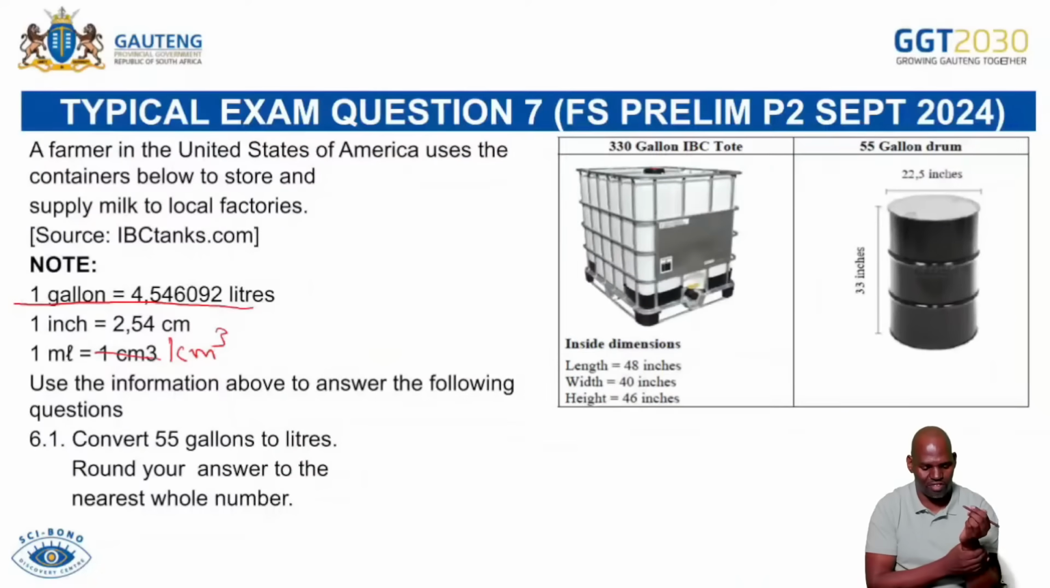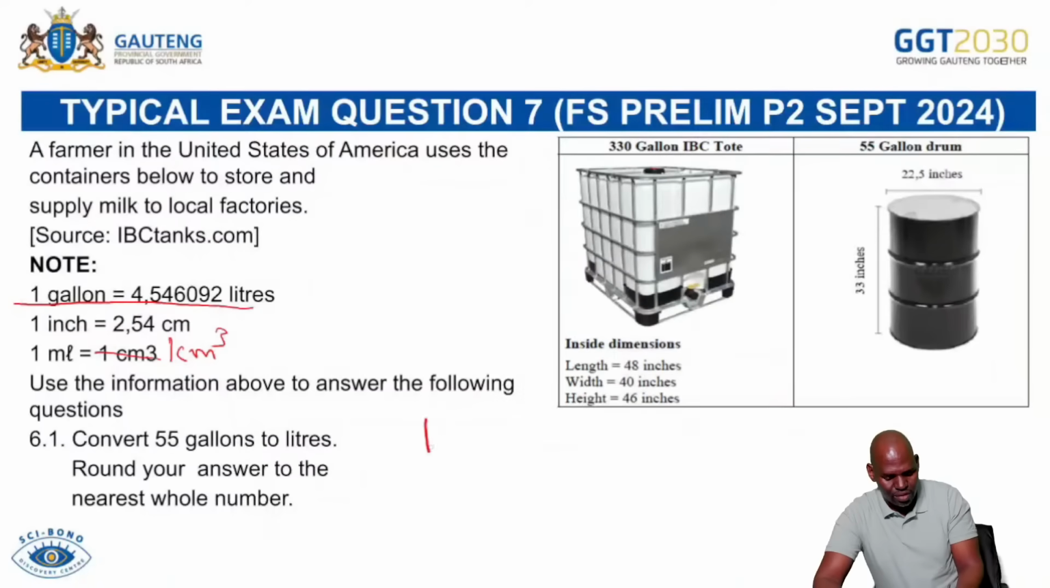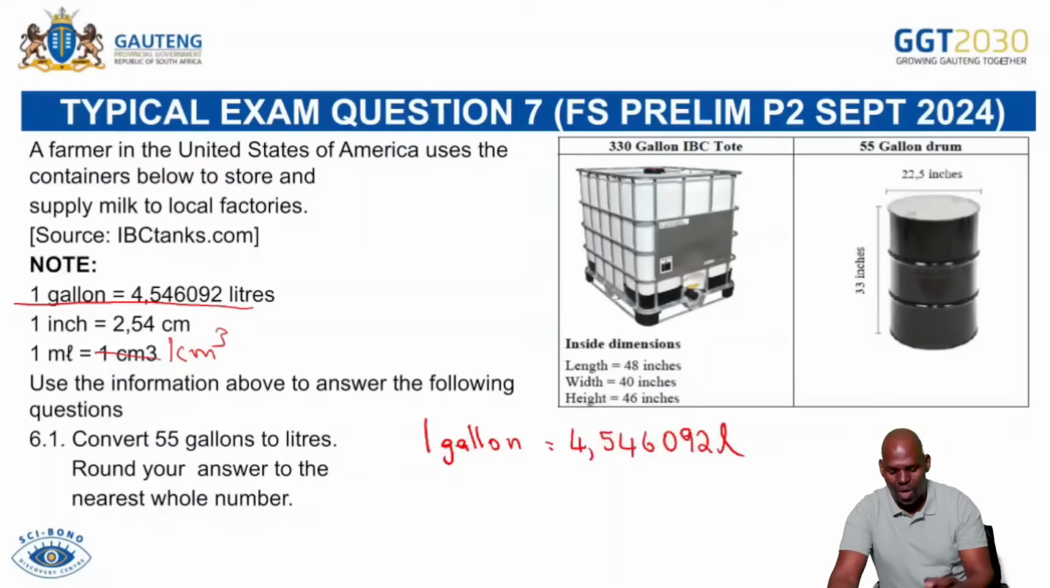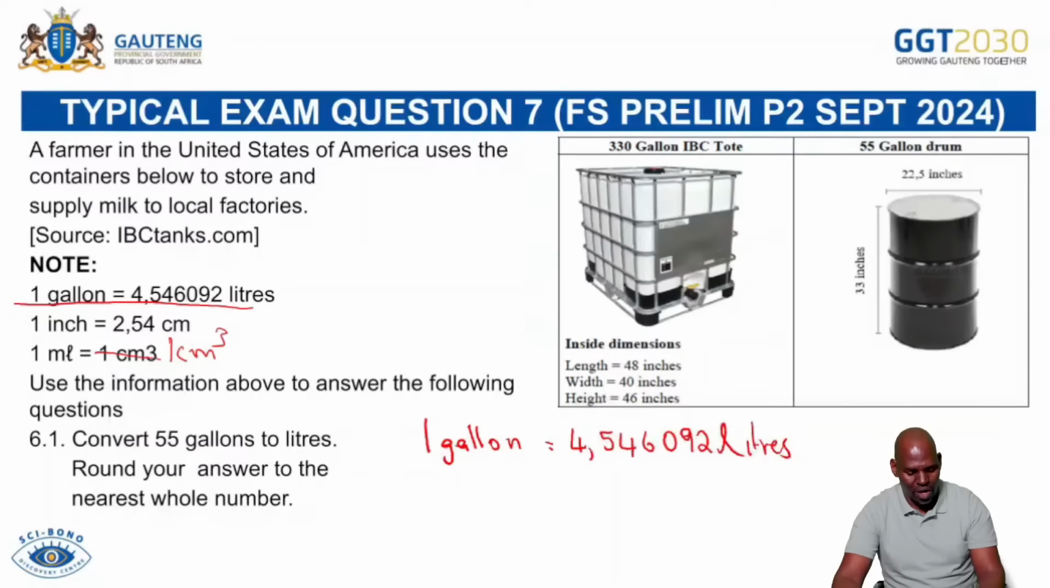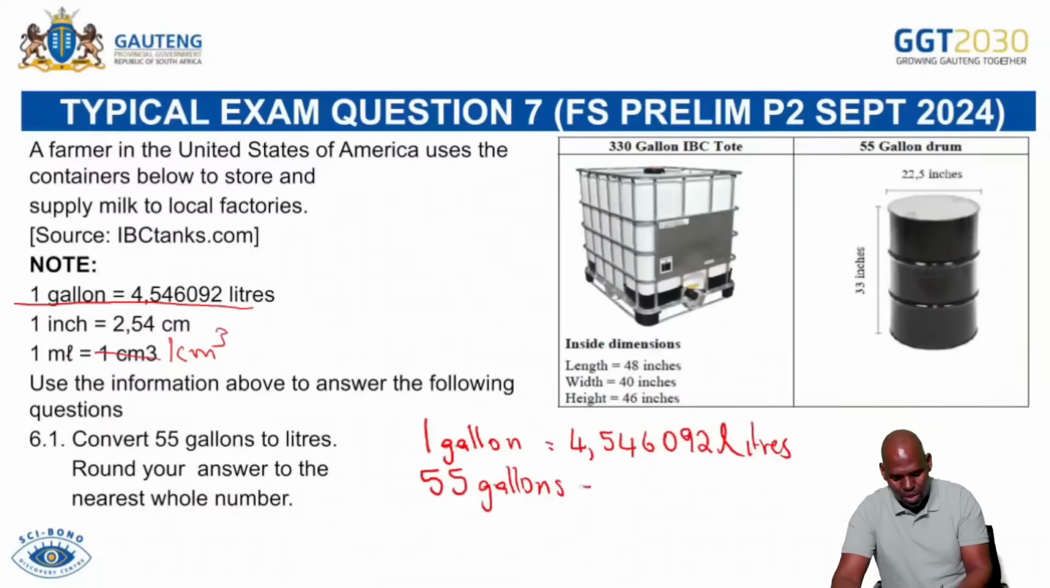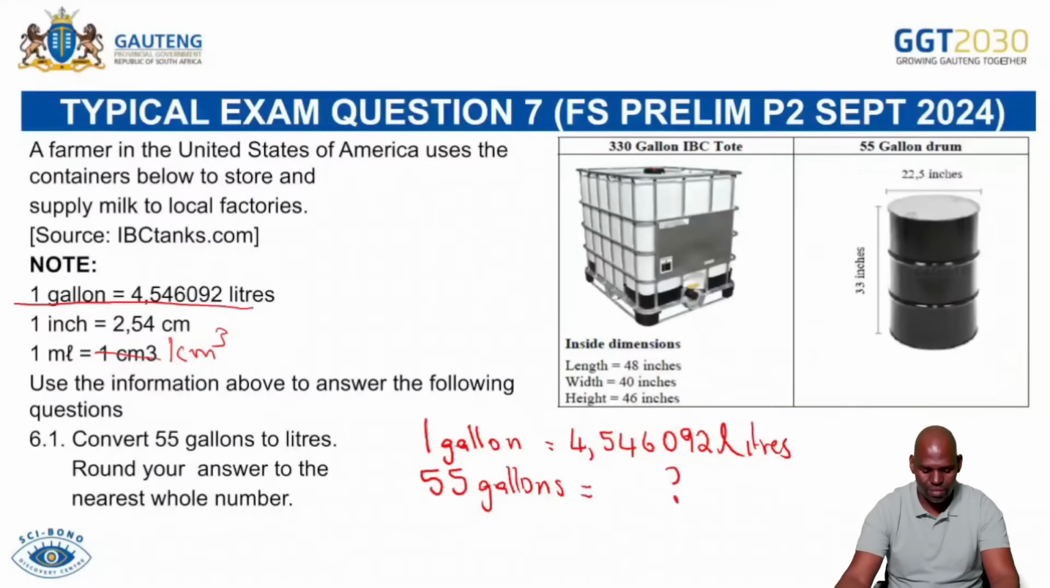Let us look at the conversion factor. We are given that 1 gallon is equal to 4,546092 liters. We don't round it off; we take all the digits as they are. What are we supposed to convert? We have to convert 55. So 55 gallons, we want to know how many liters that is. Convert 55 gallons to liters.